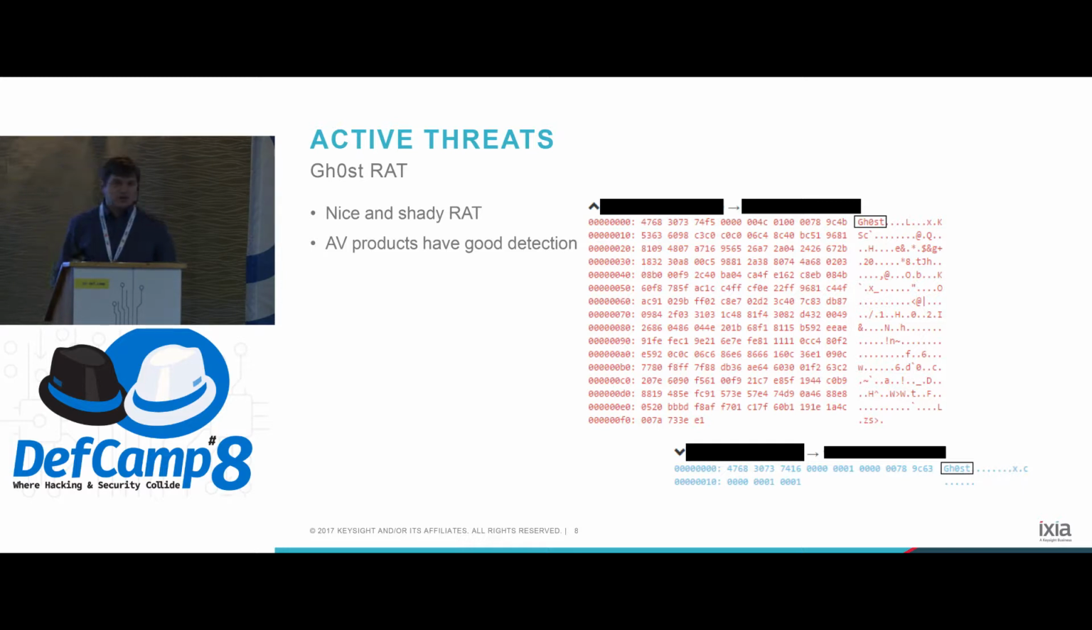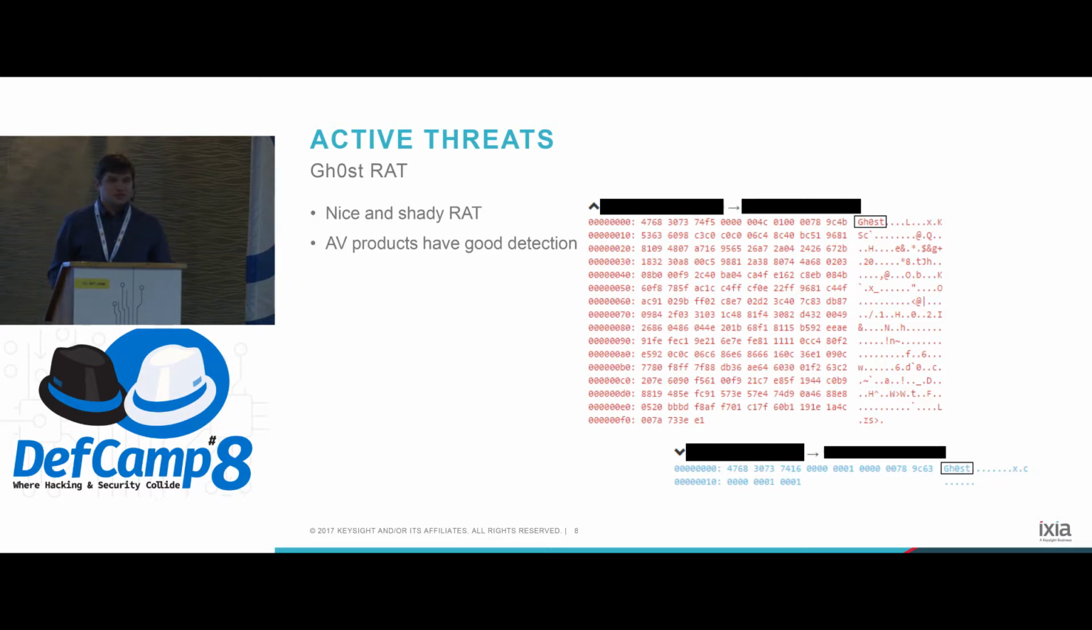AV products nowadays have very good detection for it, since it was used in espionage campaigns a long time ago. So, for example, we would find a new sample of GhostRat in the morning. It would have a compilation timestamp, like 1 or 2 hours before we found it, upload it to VirusTotal, and even though it had never been seen, we had 40 or 50 products detecting it from the first point on.